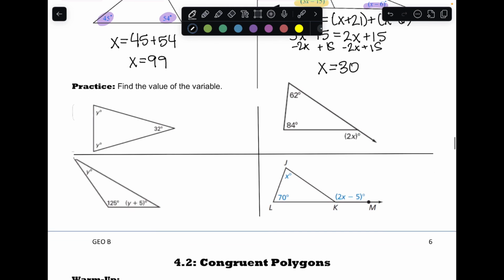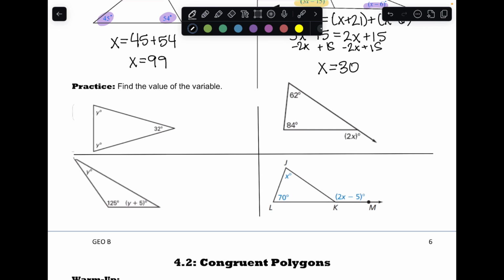So I want you to try these 4 problems on your own. It uses the 2 theorems that we talked about today, the 2 most important ones for the entire chapter, probably. Okay, so I want you to try these on your own. Pause the video, come back when you're done, and check your work.